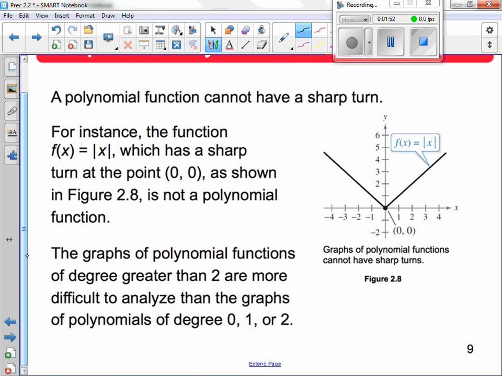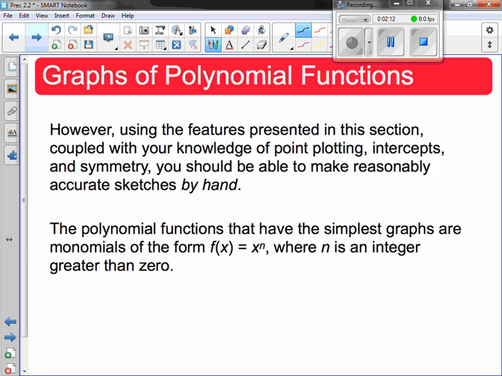Compare the function here, which has a sharp turn at (0, 0), as shown in the figure. The graph of a polynomial function cannot have a sharp turn like this, where it just changes direction immediately. Polynomial functions of degree greater than 2 are more difficult to analyze than these here because there's more to it. However, using different representations, you can make a reasonably accurate sketch by hand, but we have a graphing calculator.